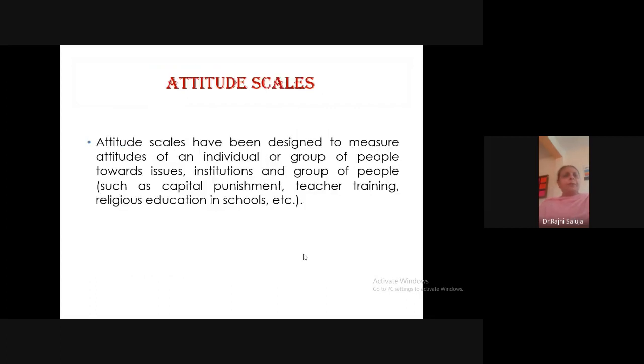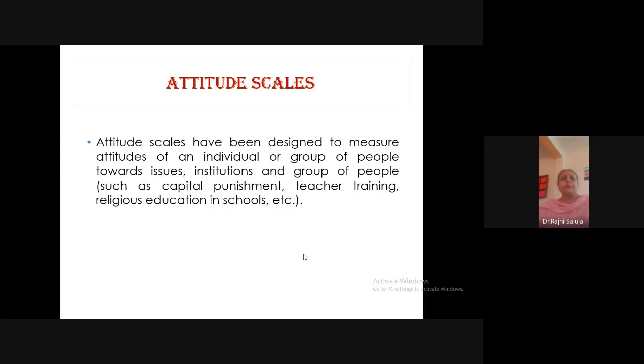Then next comes the attitude scale. That is the second part after rating scale. Attitude scales have been designed to measure attitudes of an individual. For example, attitude of students towards e-learning or online learning, attitude of youth towards particular fashion trends, or attitude of the consumer towards new products in the market. These types of things can more or less be termed as opinion, or we can say it is a perception.